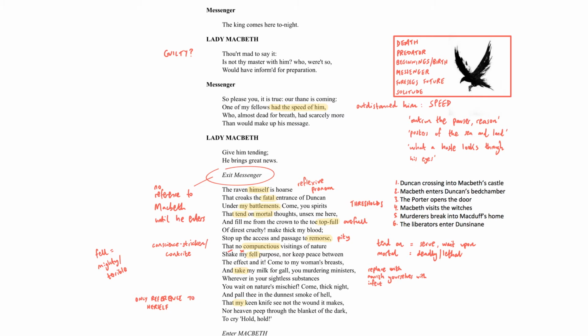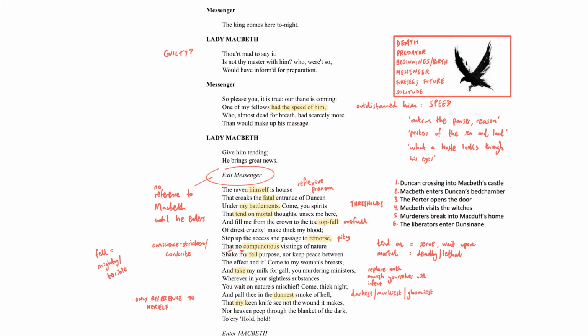Come, thick night, and pull thee in the dunnest smoke of hell. Look how the imperatives are continuing. Come. And dunnest, superlative, is an echo of direst earlier. Dunnest means darkest, murkiest, or gloomiest, so it continues the atmosphere symbolised by the raven, and it might also be to do with moral obfuscation or obscurity.